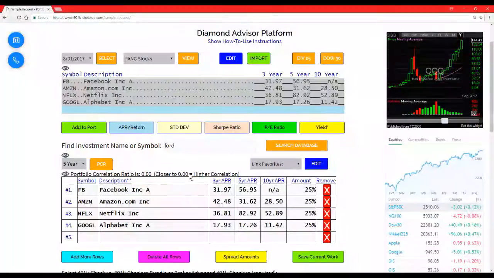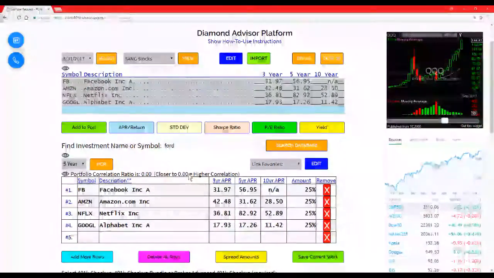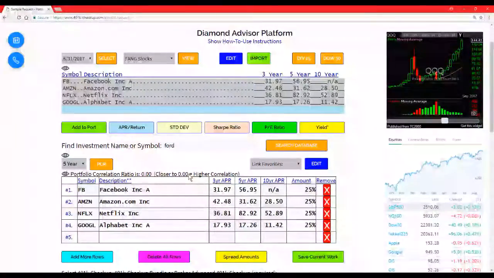That's it. So hopefully that makes it a little clearer. We'll have a little more in-depth look at portfolio correlation ratio and how to use it or apply it later.